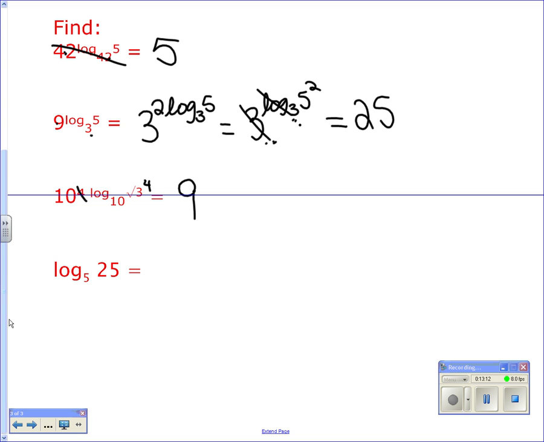You would make the 25 5 squared. So what does it have to be? 2. So log 5 and the 5 cancel out. Y'all see how those work? So those are the White House is white type of problems. The reason it's named that, it gives you the answer in the question. Any questions on logs?